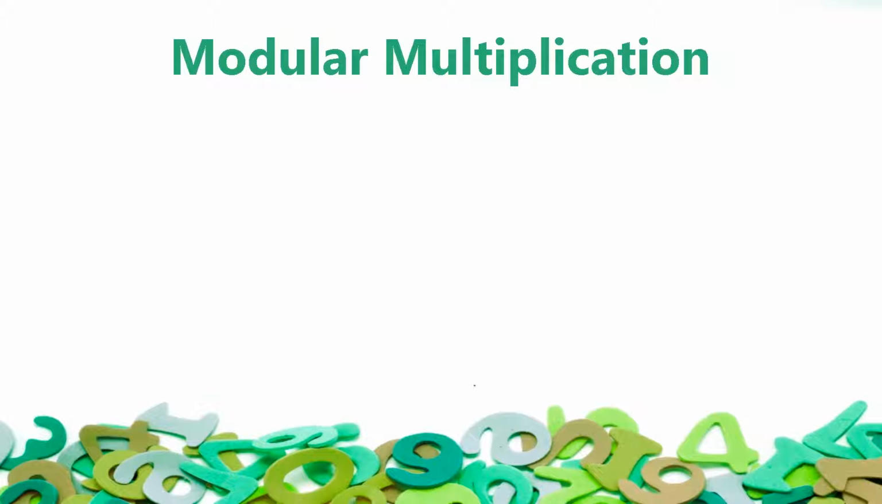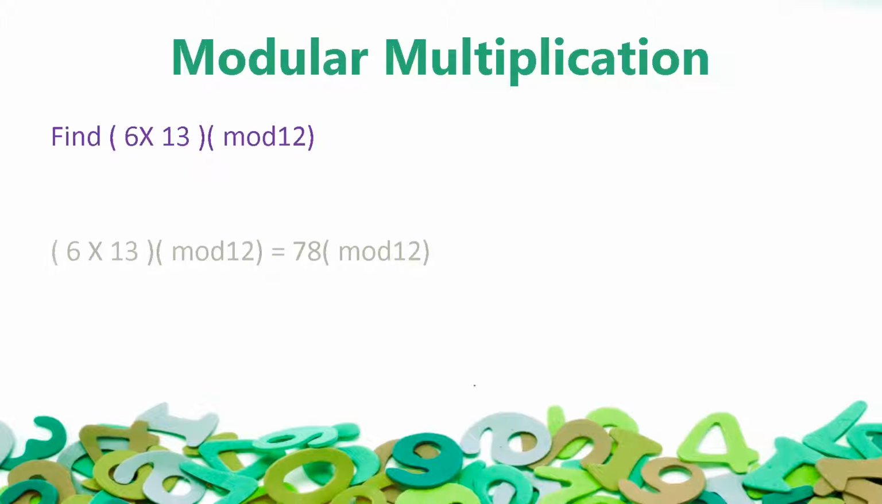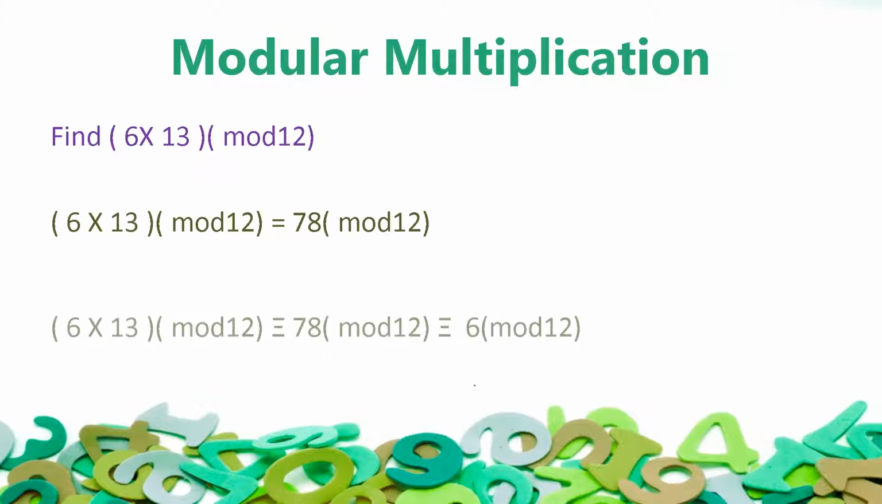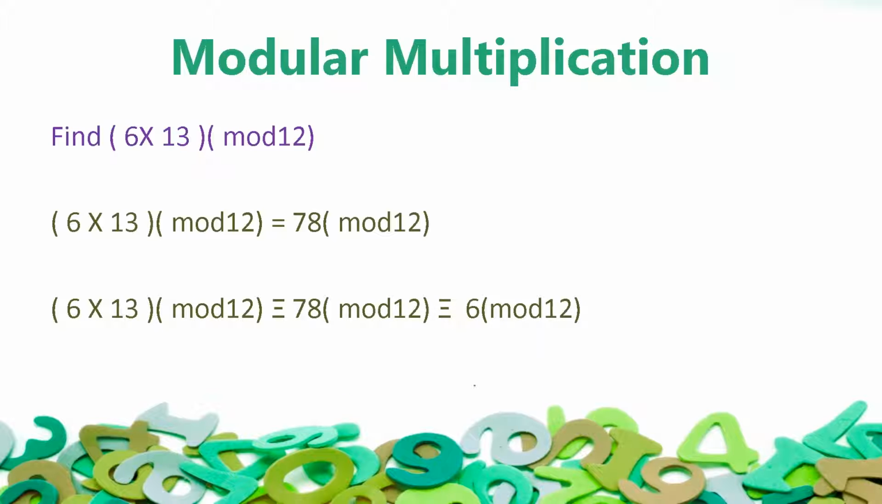To perform multiplication in modular arithmetic, first perform the normal arithmetic multiplication and then change that number into its modular form. So, let's find 6 times 13 modulo 12. First we multiply 6 with 13, which is 78. So, 6 times 13 modulo 12 is equal to 78 modulo 12. Now dividing 78 by 12, the remainder is 6. So, 6 times 13 modulo 12, that is 78 modulo 12, is congruent to 6 modulo 12.